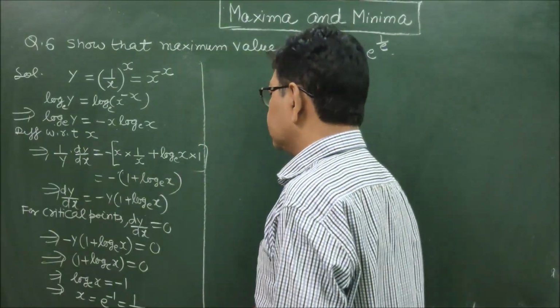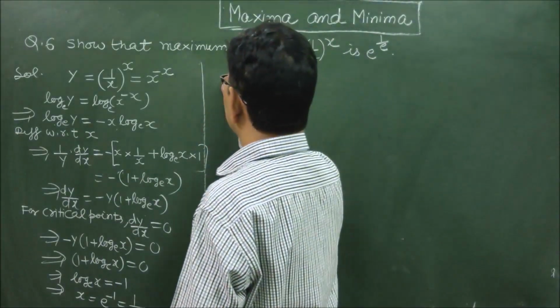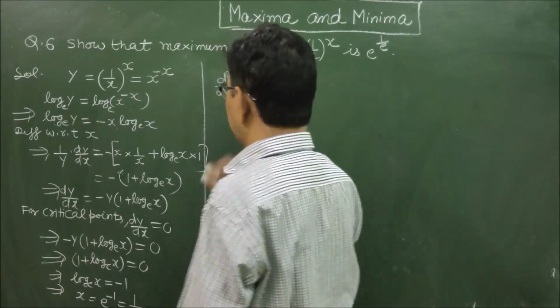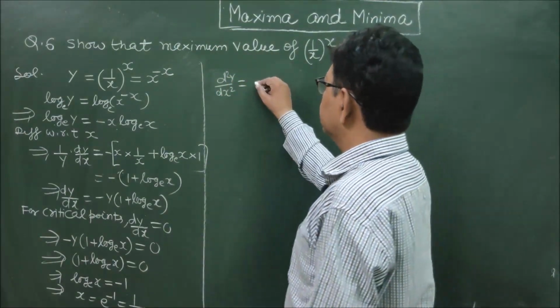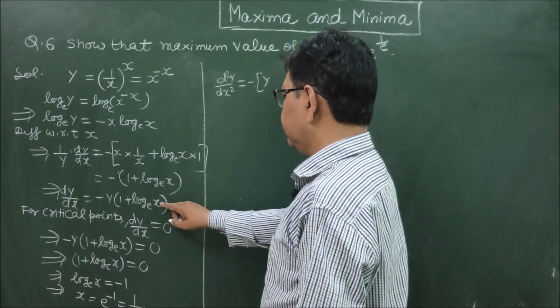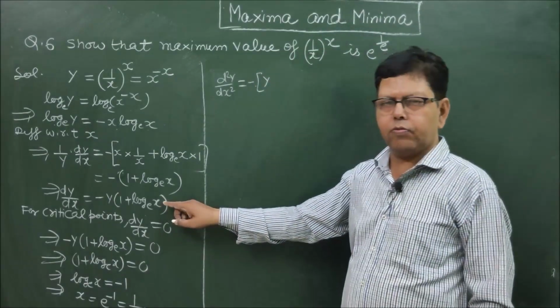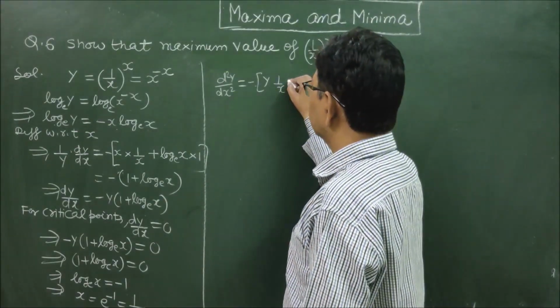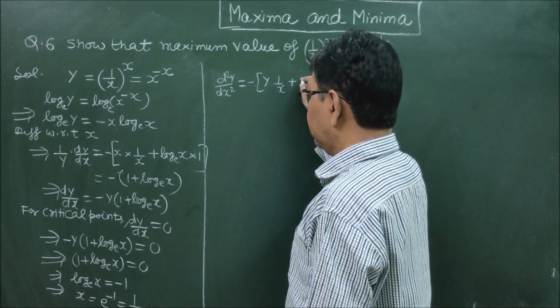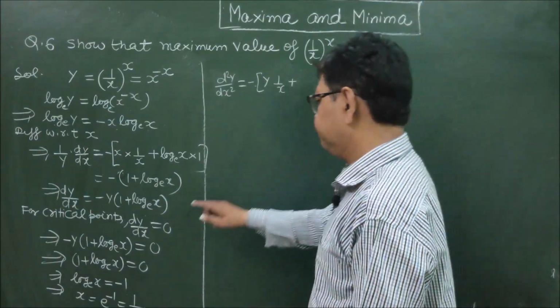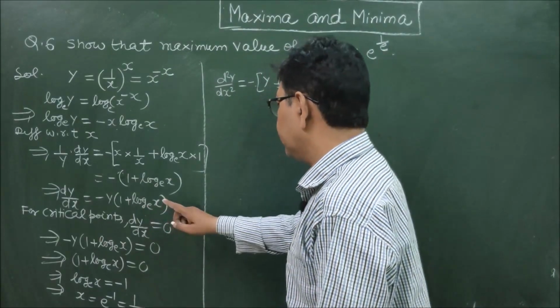Now let us find the second derivative of the function. d square y over dx square is equal to minus, again applying the product rule, y into d/dx of (1 plus log x), where the derivative of log x is 1 upon x, plus (1 plus log x) into d/dx of y.